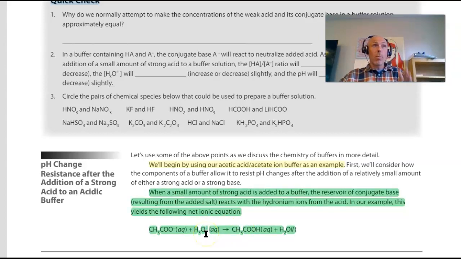If that hydronium were added directly to water, the pH would plummet. But with the weak base in there, the hydronium and the weak base becomes a weak acid, which doesn't dissociate much and doesn't ultimately release anywhere near as much hydronium as was added. So again, this is how a buffer system will react with an acid. The conjugate base in the buffer reacts with the hydronium, generating a weak acid and water.